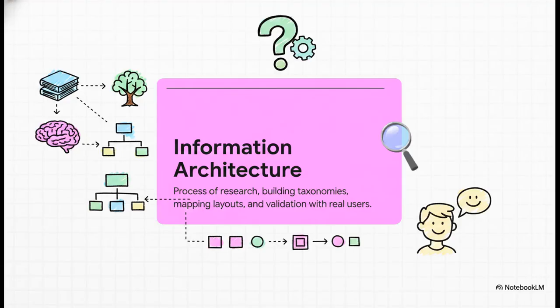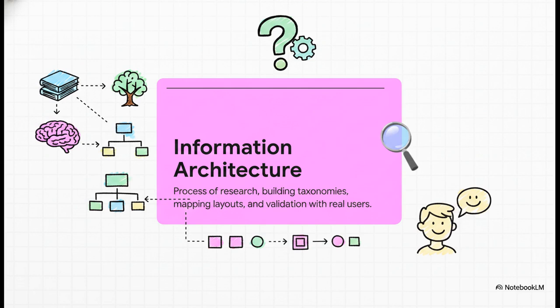Okay, let's dive into this. Think of this phase just like a traditional architect surveying a plot of land before pouring even a single drop of concrete. But what exactly does that look like in the digital world? Well, information architecture, or IA, is a really rigorous process. It involves deep research, building taxonomies, mapping out layouts, and, this is absolutely crucial, validation with real users.